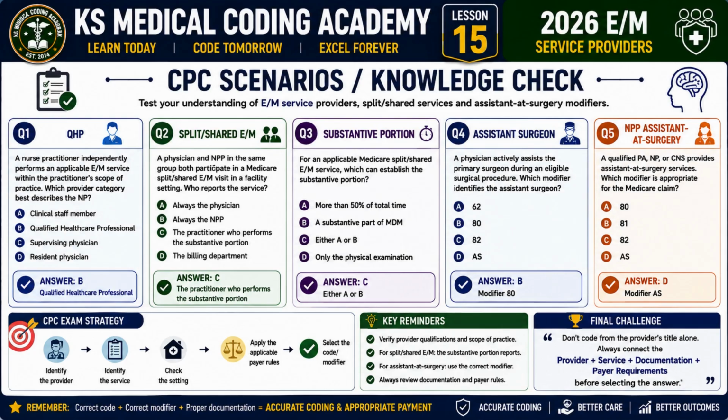Question 4. A physician actively assists the primary surgeon during an eligible surgical procedure. Which modifier identifies the assistant surgeon? The correct answer is B, modifier 80. Remember, 80 means assistant surgeon.